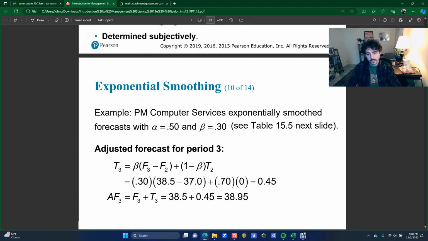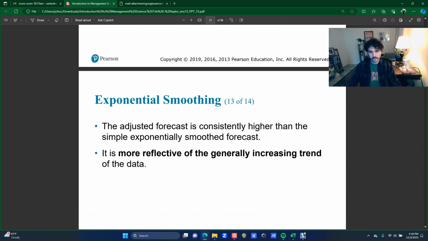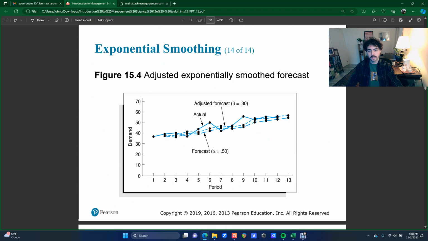Then let's talk about these. Let's see if we can find them in the PowerPoint. And before we do that, let's see if there's any other important information about these. So exponential smoothing, it is more reflective of the generally increasing trend of the data. I believe that's specifically maybe for adjusted forecasts. So when you have the adjusted exponential smoothing, it's going to be more reflective of the generally increasing trend of the data.